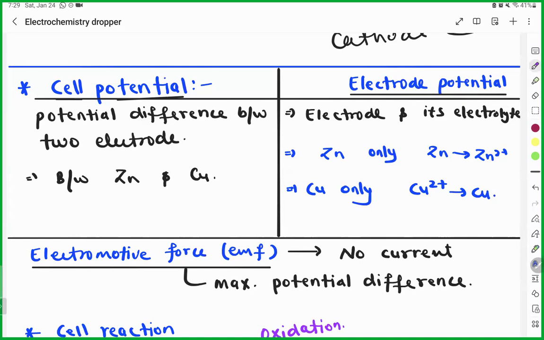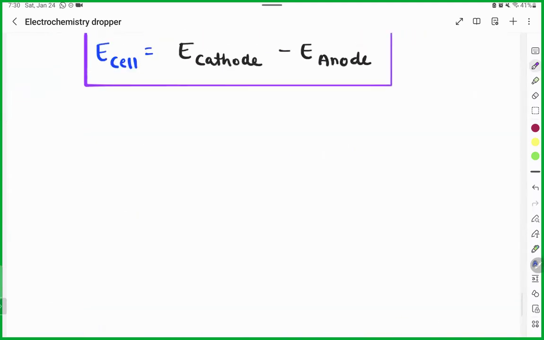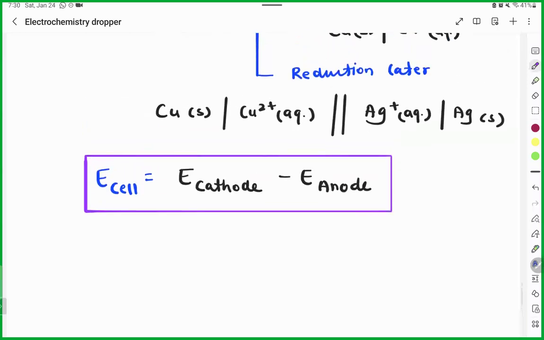If oxidation potential is given, let's take 0.55. This is the oxidation potential. Then reduction potential will be minus 0.55. Because if we don't consider reduction potential, there will be too much confusion, and because of the sign convention, there will be an issue. Got it?